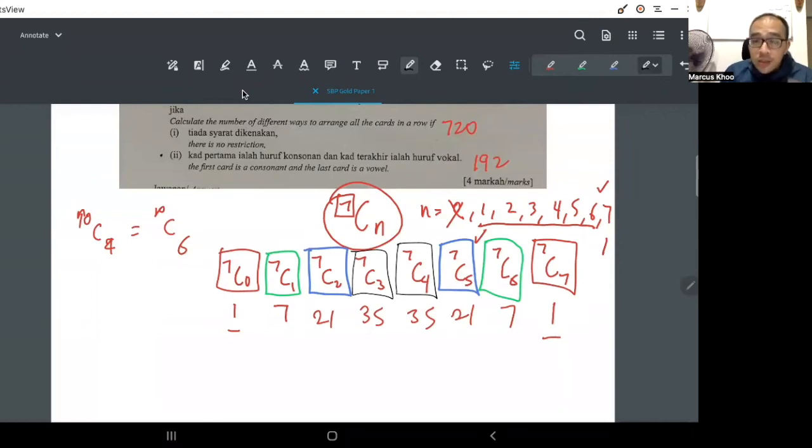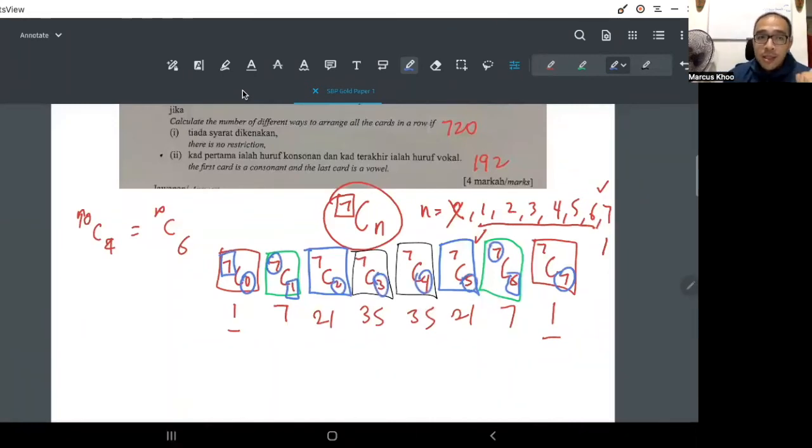Now, the second thing you need to notice is that, I don't know if I have enough colors to do this, with the same values, for example, 7C0 and 7C7, both of them are equal to 1. And we find that 0 and 7 is equal to 7. Look at the green color, 7C1, 7C6. 1 plus 6 also equals 7. 2 plus 5, 7. 3 plus 4 is 7.